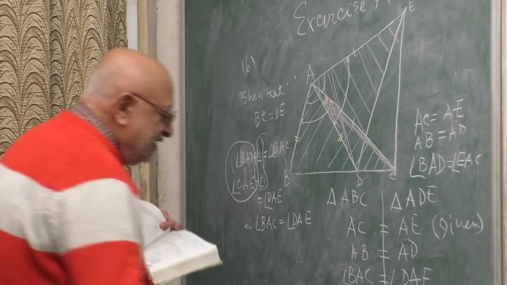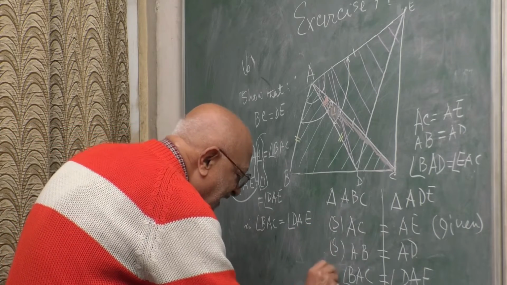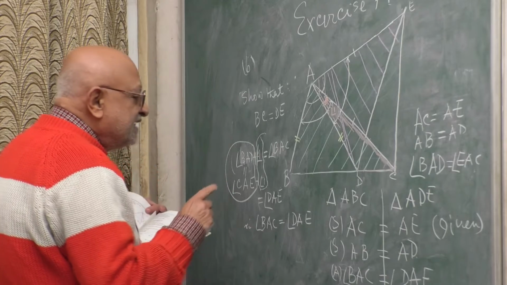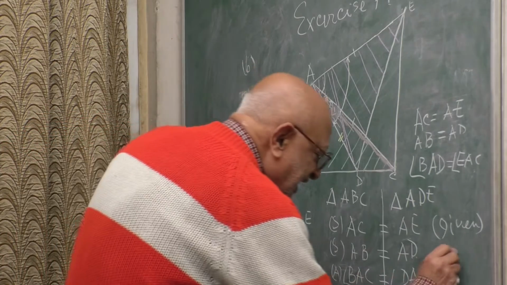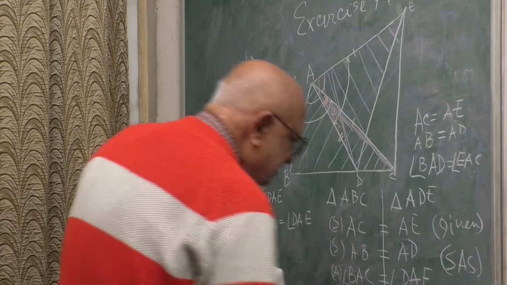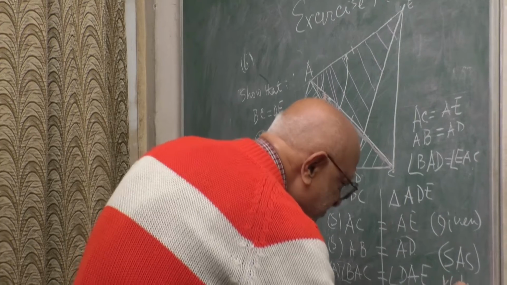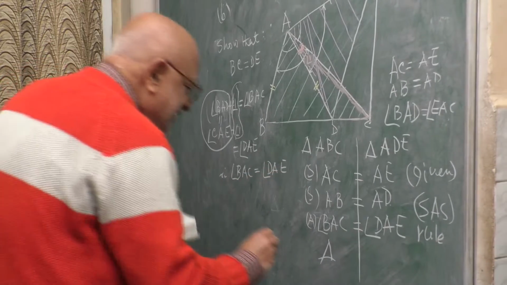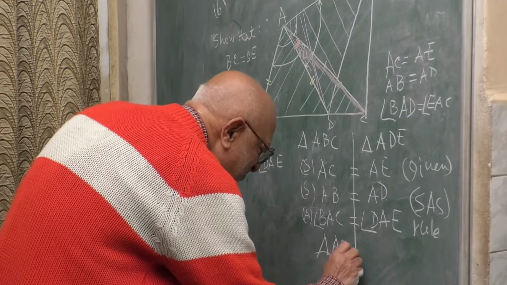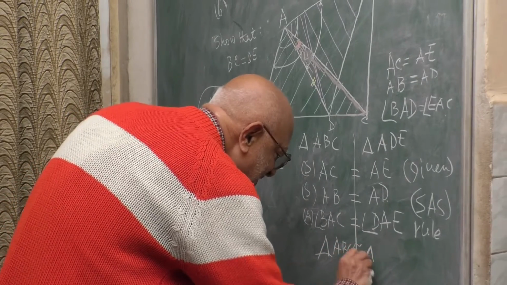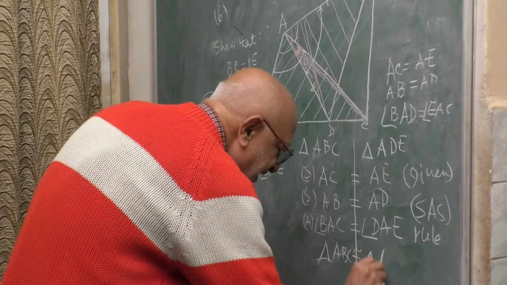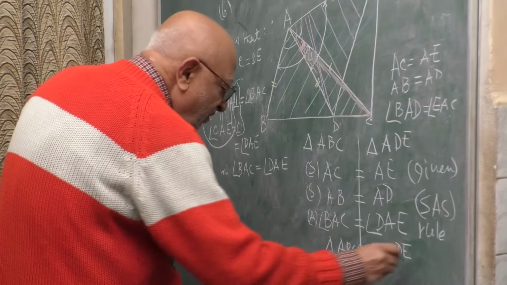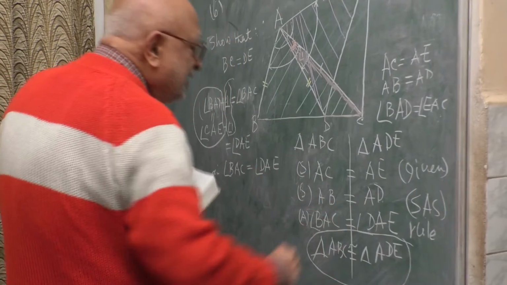If these two are equal, then this is a side, this is a side and this is an angle. Okay? So this forms the SAS rule. So I can easily write triangle ABC is congruent to triangle ADE. If this is true, then all corresponding parts will be equal.